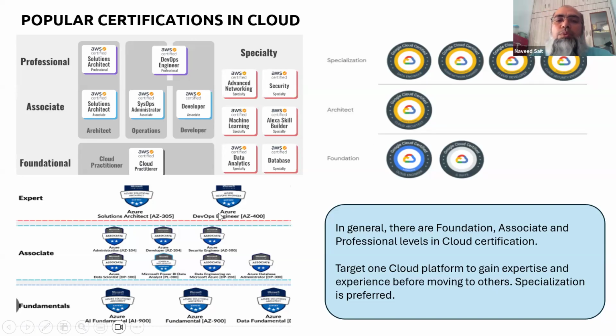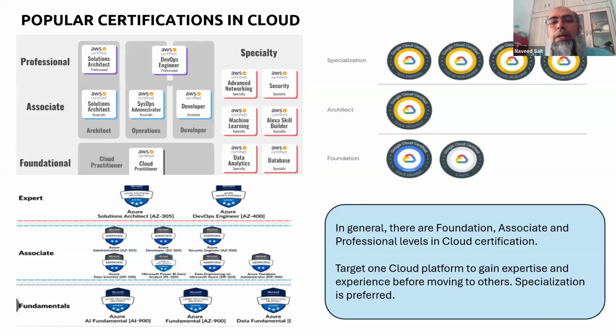It is the same for most of these clouds. I've not shown it here, but I've also done Oracle, and it's pretty much the same. So in general, there are foundation, associate, and professional levels. You can target one cloud platform to gain expertise. As an example, if you say I'm interested in a developer role, yes, you can pick up microservices, you can pick up an associate developer certification. After that, don't jump onto other clouds or other certifications. Continue what you're doing. Chart a path. It's better to have somebody as a mentor who can guide you, so in the shortest time, with the shortest path, you make the most of your time.